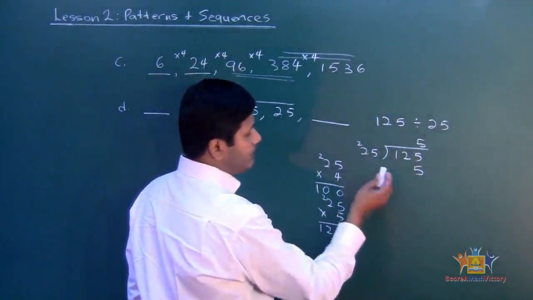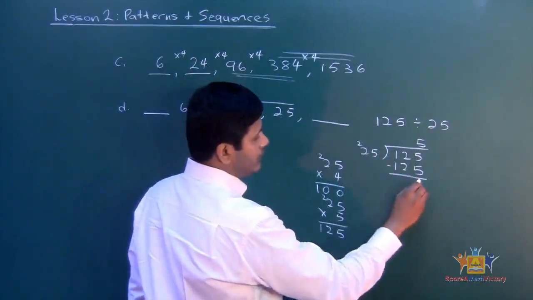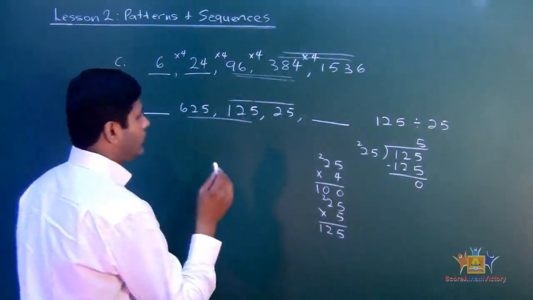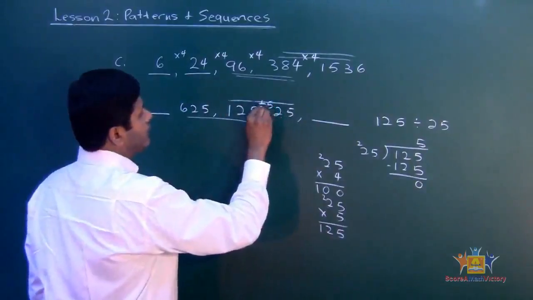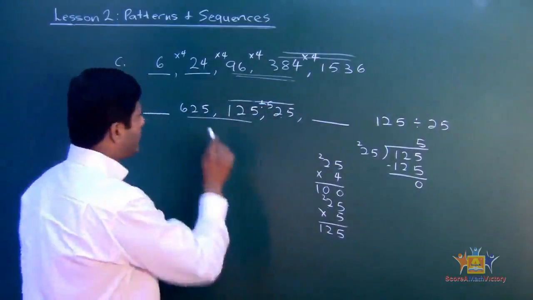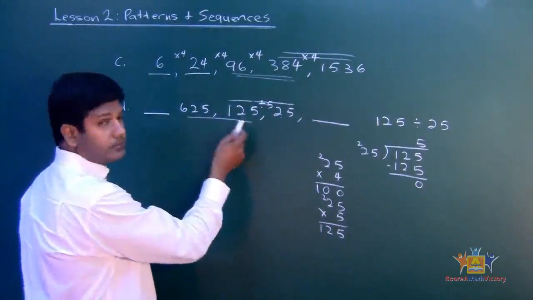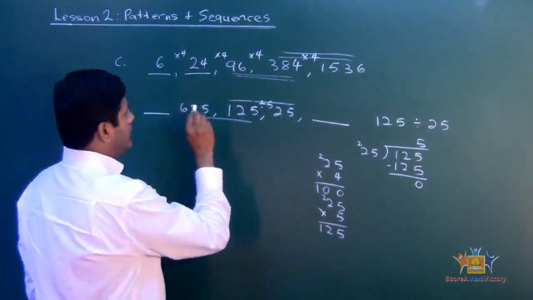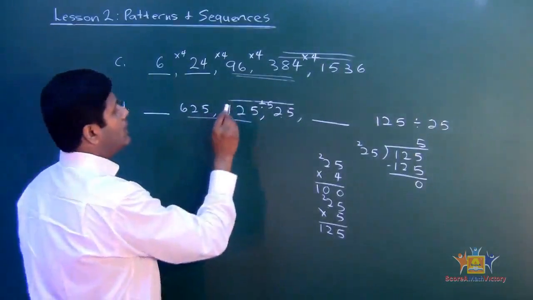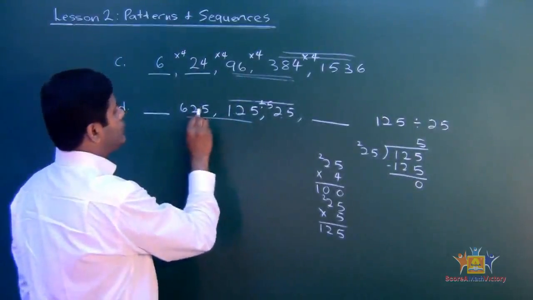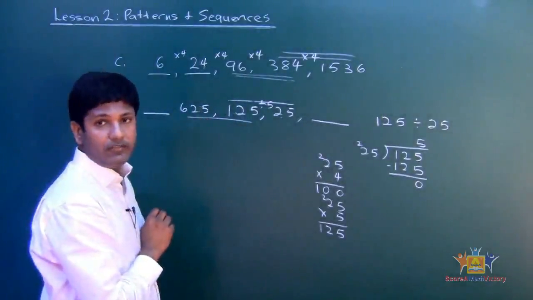5 times 2 is 10, plus 2 is 12. Subtract gives me 0. Okay, so the assumption I'm making is I'm dividing it by 5. See that? So now I have to prove it also for this one. Okay, so I'm going to take this divided by that. Or this times 5 should give me 625. Am I right? See that?